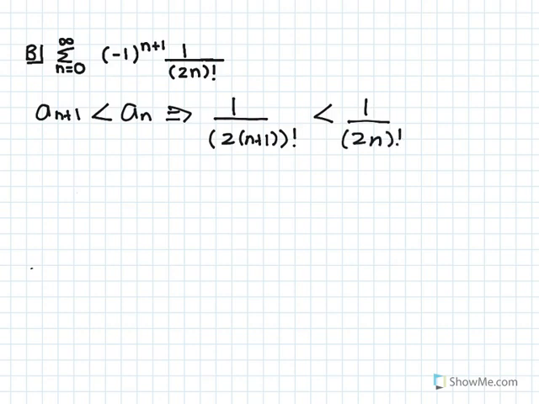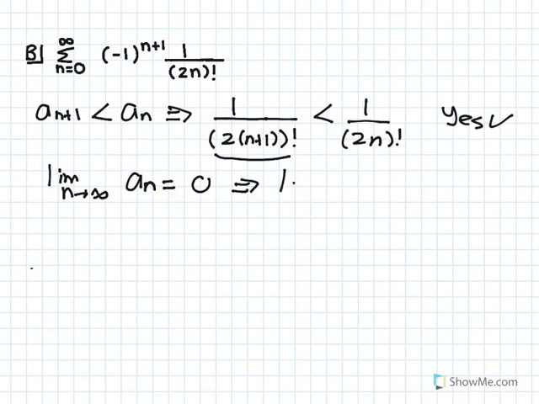Well, that's true because we're making the denominator larger on the left-hand side, so the ratio becomes smaller. So the first condition is satisfied. Let's check the second condition. The limit as n approaches infinity of a sub n should be equal to 0. So we have the limit as n approaches infinity of 1 divided by 2n factorial, which is the nth term. And this is going to be 0 because in the numerator we have a constant, and in the denominator we have a huge number that's growing to infinity, so the ratio approaches 0. That means the two conditions of the alternating series test have been satisfied.